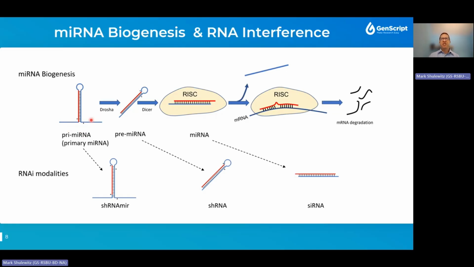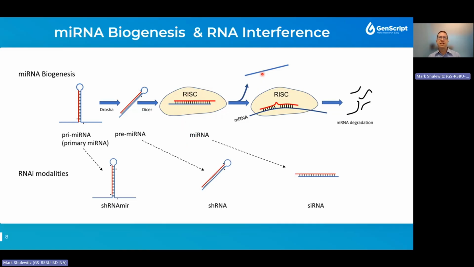During microRNA biogenesis, primary microRNAs are processed by Drosha, an enzyme that removes the flanking 5' and 3' sequences, generating pre-microRNAs. The pre-microRNAs are then exported to the cytoplasm, where they undergo further processing by Dicer, an enzyme that removes the loop structure, leaving behind the mature microRNA. The mature microRNA is now loaded onto the RISC complex.